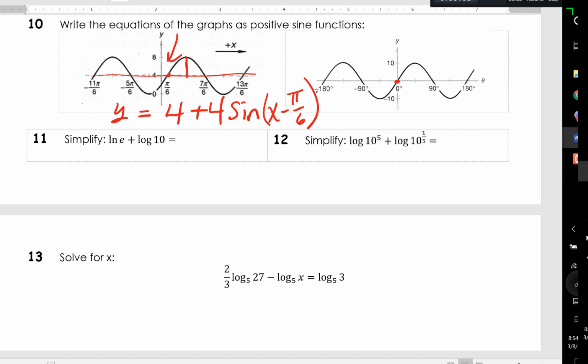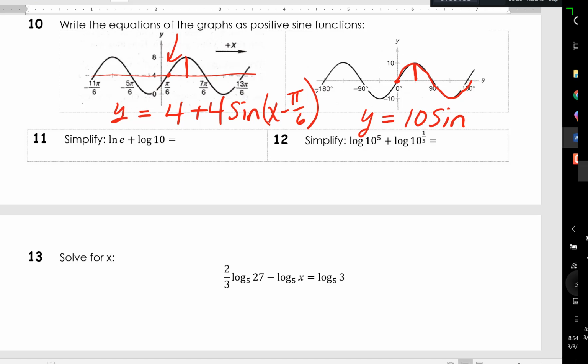This one on the right is going right through the origin. The midline is just 0 between -10 and 10. So this is just going to be y equals, you don't add anything to the sine function because the midline is 0. And then it's going right through 0, so it has no phase shift. The amplitude is 10, from 0 up to 10, so that is going to be the coefficient on sine. It hasn't been shifted, like I said, but the period, if you look at one whole cycle, it's only 180.